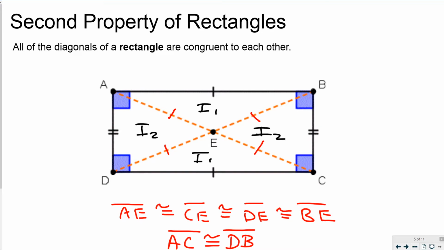Second property is that all the diagonals of a rectangle are congruent. All of them. And that means the two long segments AE is congruent to CE, which is congruent to DE, which is congruent to BE. So that's all the small segments. A to E, the middle point, that half is congruent to all the other halves. In addition, the two long diagonals are also congruent to each other. So AC is congruent to DB.